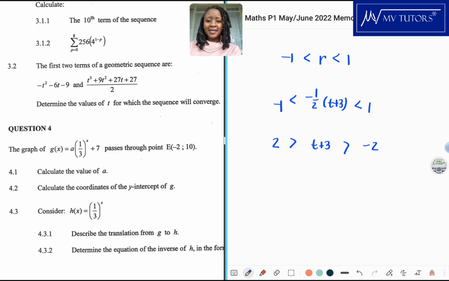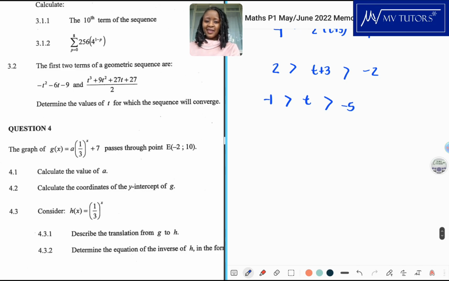Now I have t plus 3. I need to get rid of that 3, so I'm going to subtract 3 on both sides. So 2 minus 3 is minus 1, I'm left with t, and then minus 2 minus 3 is minus 5. I like it when the inequality signs are facing right, so I'm going to change it around and put the smallest value first: minus 5 is less than t, which is less than minus 1. And that is the answer. Determine the values: it wasn't just one value of t, there were many.